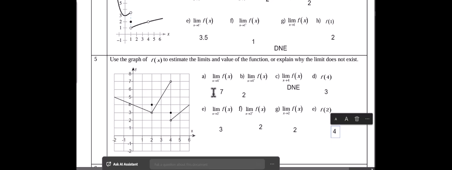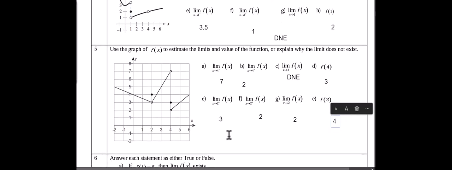The limit as x approaches 4 from the left is 7, because as we come from the left, it goes all the way up to 7. From the right, it is 2. The limit as x approaches 4 does not exist, because the right and left hand limits aren't the same, even though the value of the function at 4 does exist and is 3.